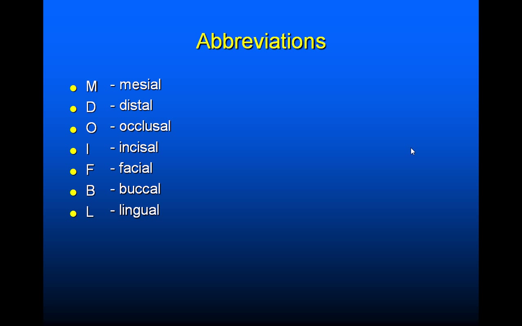And the last abbreviation is L. L stands for lingual, and the lingual surface of the tooth is the side of the tooth that is closest to the tongue. So the lingual surface is opposite the facial or buccal surface of the tooth.